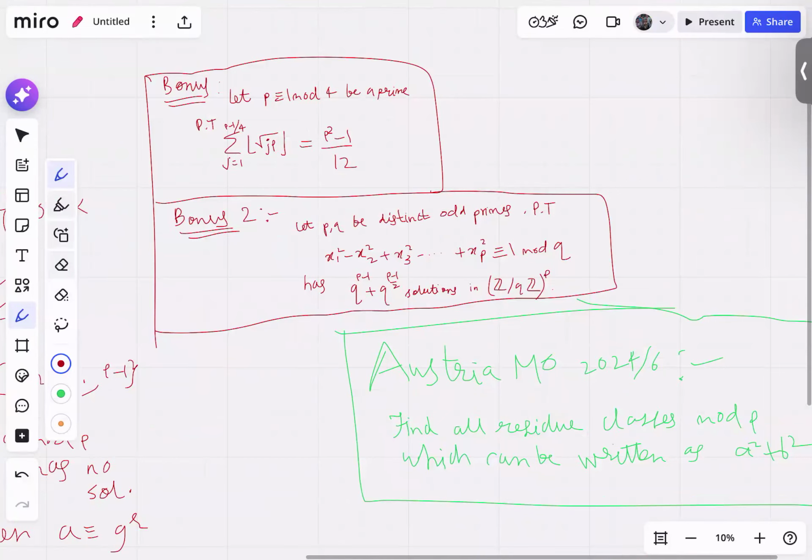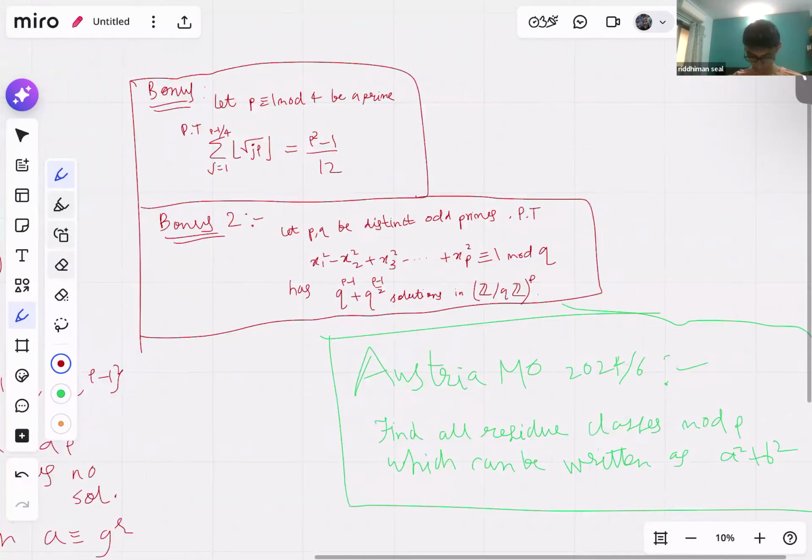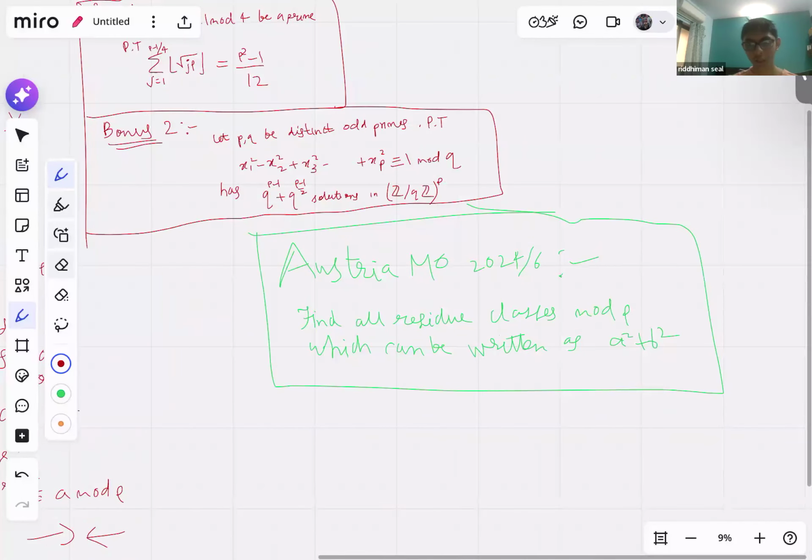Is it exact number of solutions or at least this many solutions? Exact. Okay. This is probably a typo, but it is QR into QR is NQR, and it's not that.